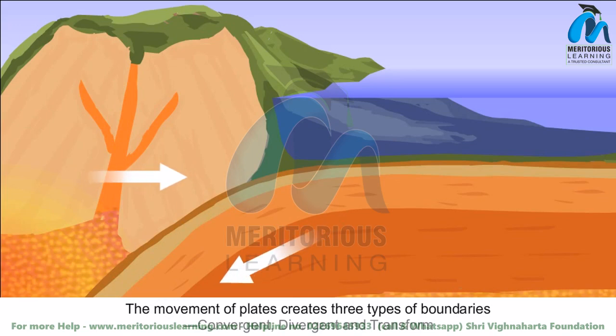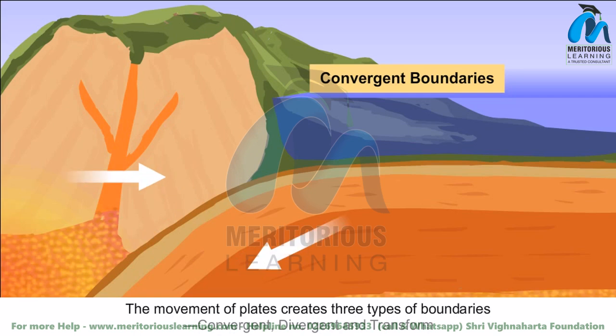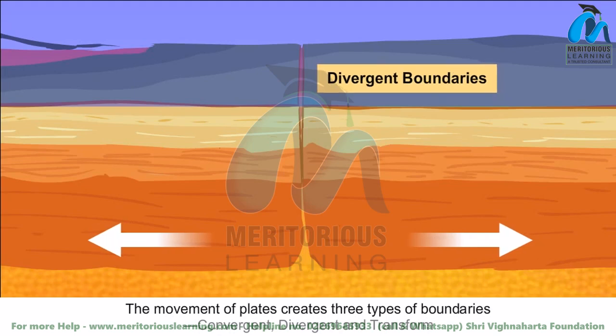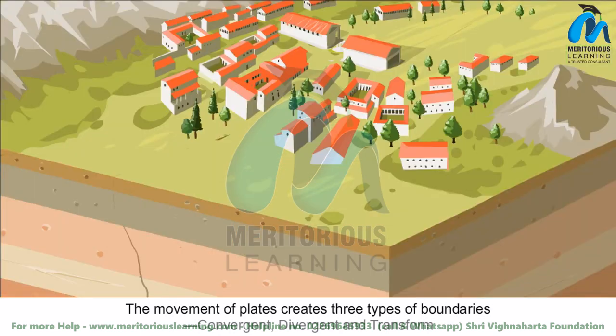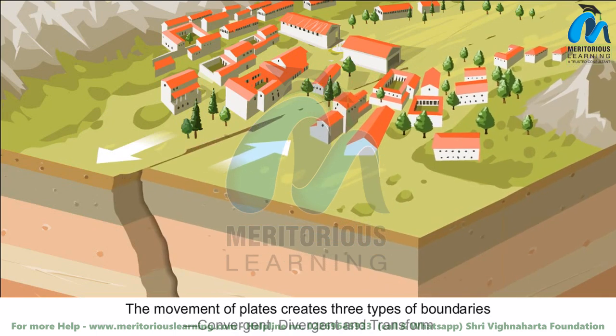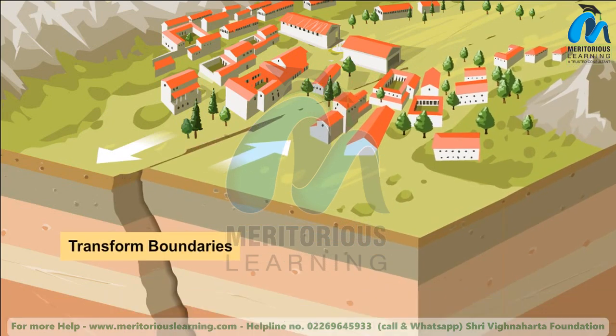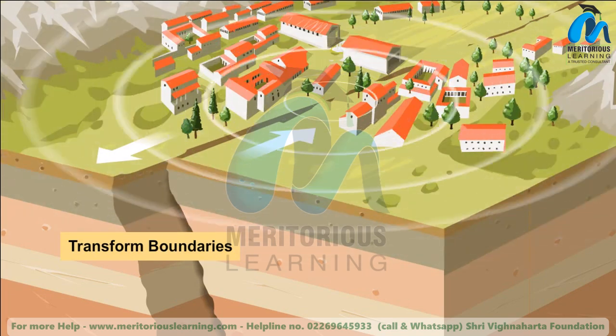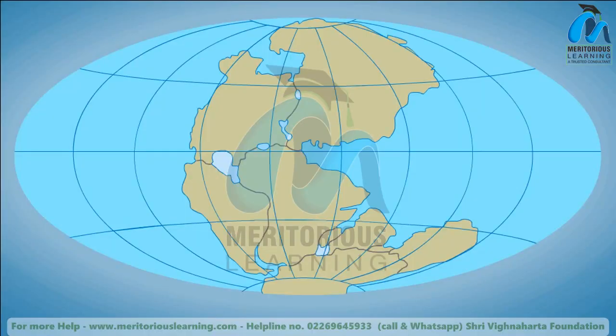When the plates collide, they form convergent boundaries. When they move away from each other, they form divergent boundaries. When the plates move horizontally past each other, they form transform boundaries. These movements have been responsible for the shape, size, and position of the continents.